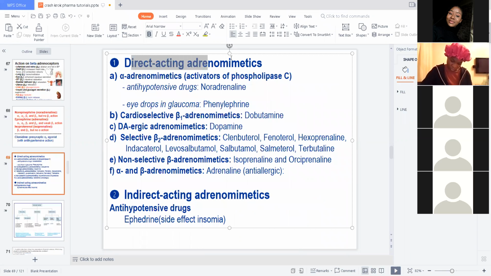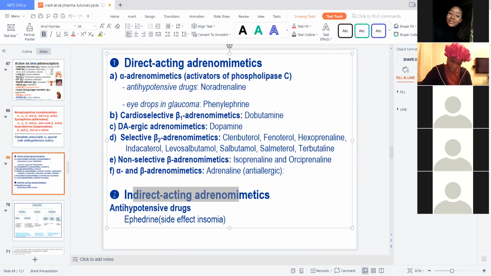We have the direct acting and the indirect acting. For the direct acting, we have several drugs like noradrenaline, phenylephrine, dobutamine, dopamine, and also non-selective. I want you to pay attention to non-selective. The key drug for non-selective is isoprenaline. Isoprenaline is a key drug here. And also for indirect acting, we have ephedrine.